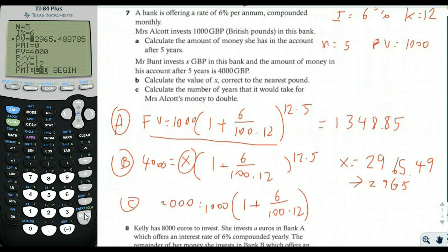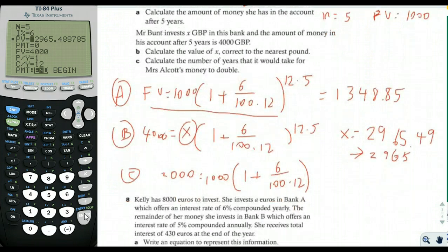Now the thing is with these compound interest problems, once you find out that you're supposed to double the money, it doesn't matter if you put 2,000 and 1,000 here, or 200 and 100, or 2 and 1. Whatever numbers you put here, as long as the ratio is 2 to 1, you're always going to get the same length of time.